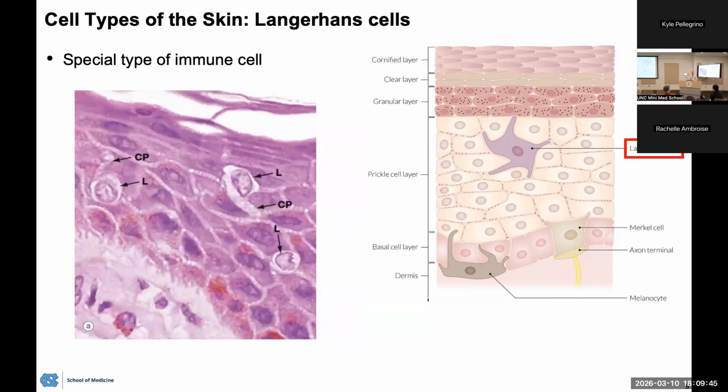We also have these Langerhans cells. So these are basically a special type of immune cell that acts as the first defense against anything that might be getting inside your body. So if you think of bacteria or something making its way into the skin, these cells can actually eat up those bacteria and then go take it to show the rest of your immune system and potentially mount an immune response to whatever it's seeing there.